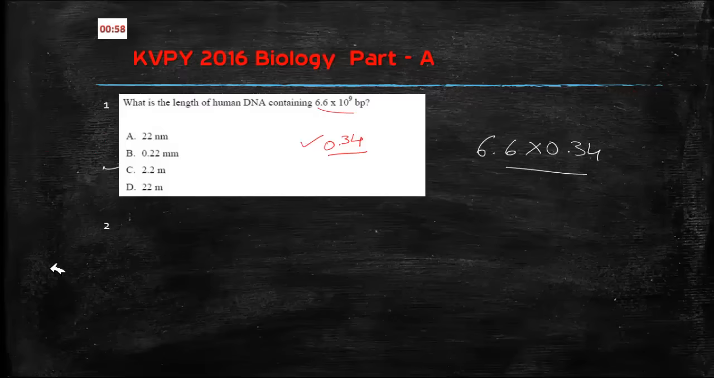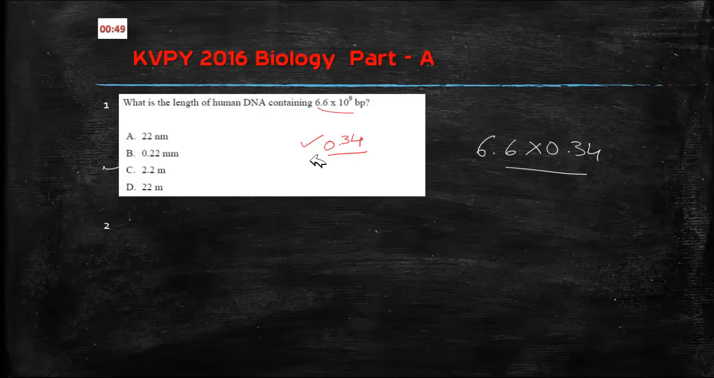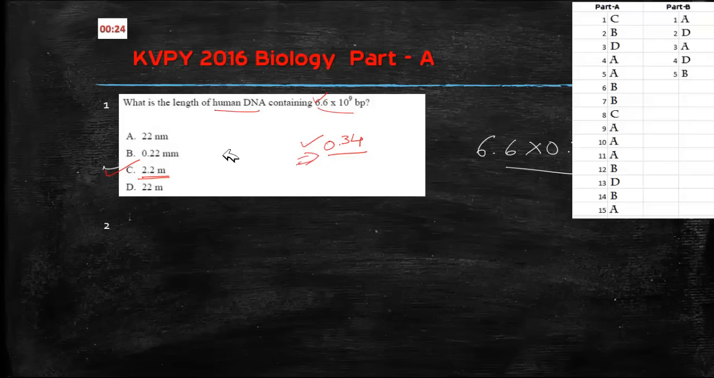The first question we're going to look at is: what is the length of human DNA containing 6.6 into 10 power 9 base pairs? No, 0.34 nanometres is the actual length of one base pair as per the scientific study. So you have to multiply the number of base pairs with the length of one base pair of human DNA. When you do this, you'll get a value around 2.24. So the answer will be 2.2 meters, which you can check with your calculators. So these are the keys.